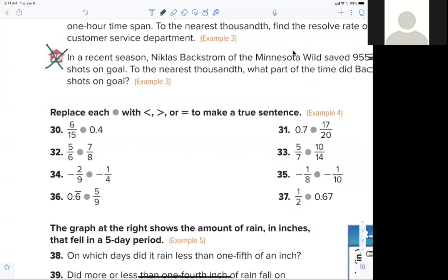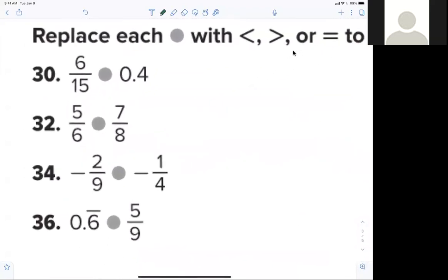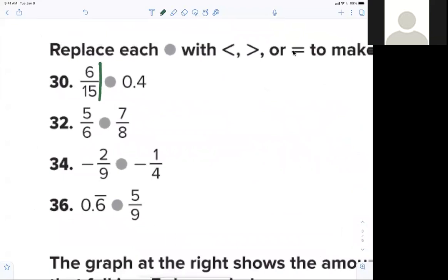All right. I want someone to look at 6/15 and tell me how I could make that easier. Austin, I appreciate you today. Well, I divided it. What did you get? 0.4. Wow, that is correct. So what's true? They're equal.